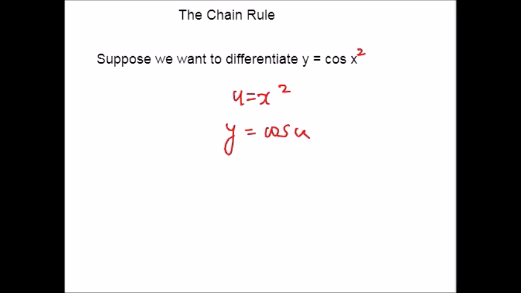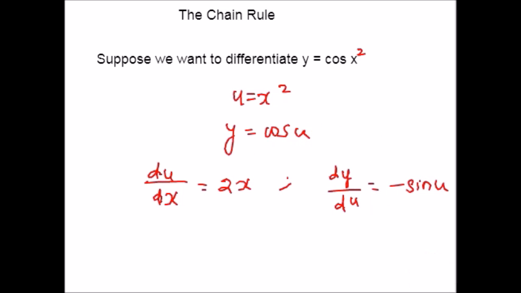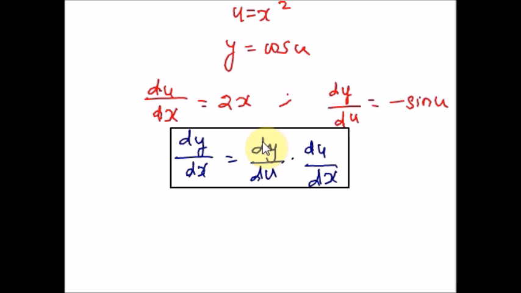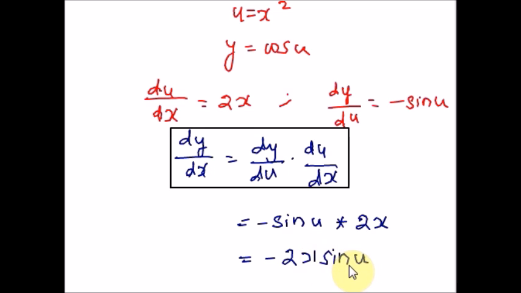Am I right? The chain rule says, so all we have to do is just plug in the values that we got in this formula. So dy by du is negative sin u. du over dx is 2x. By multiplying these, finally, you have to back substitute the value that we assumed for u. u is x square. So the final answer is negative 2x sin x square. That's it for this example.